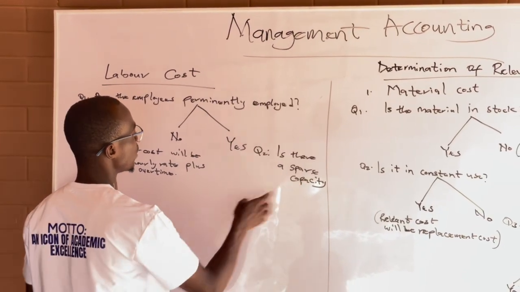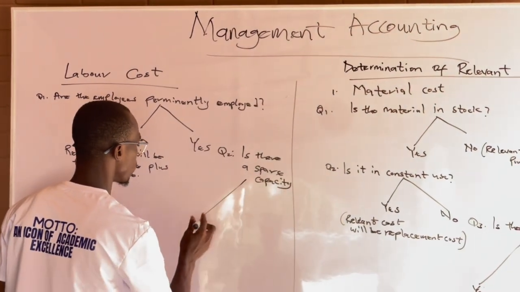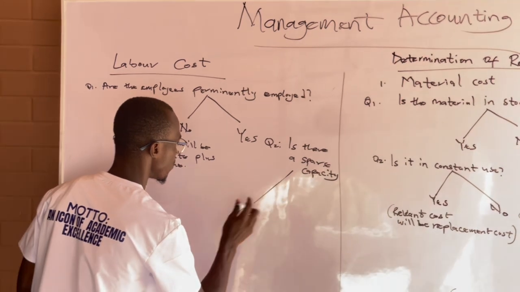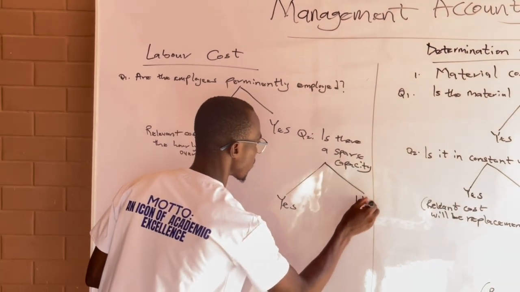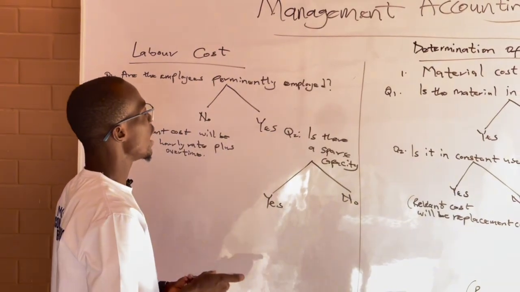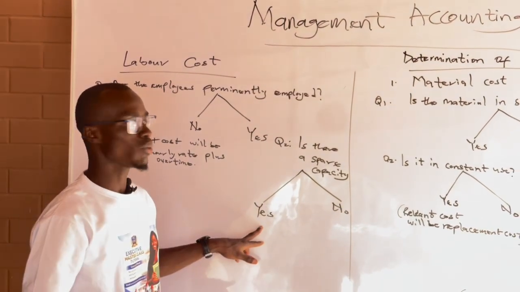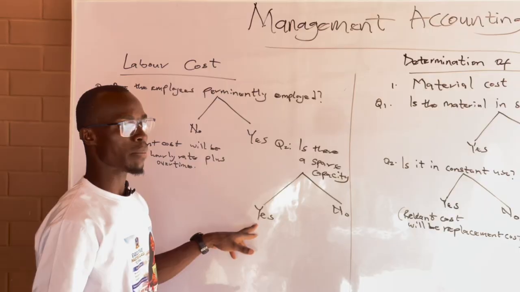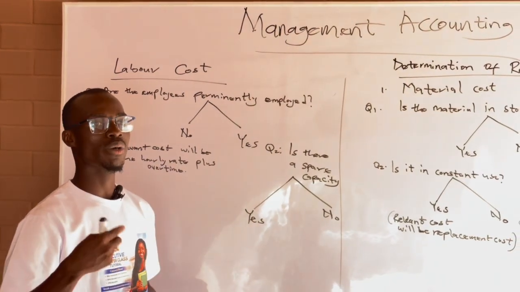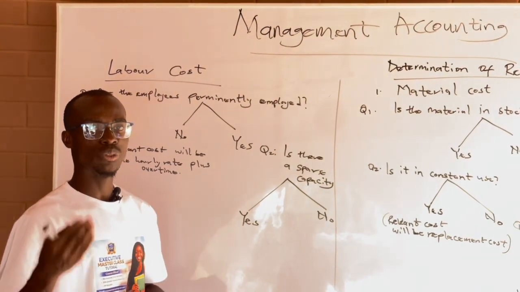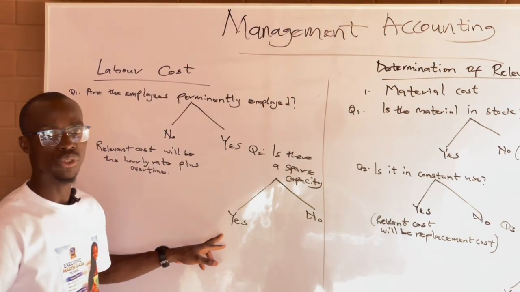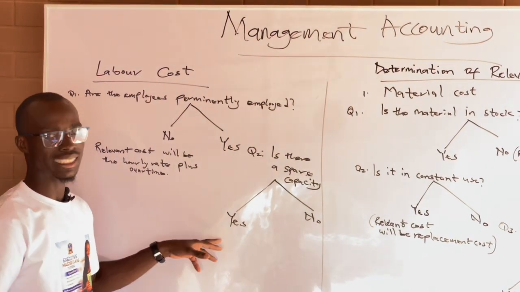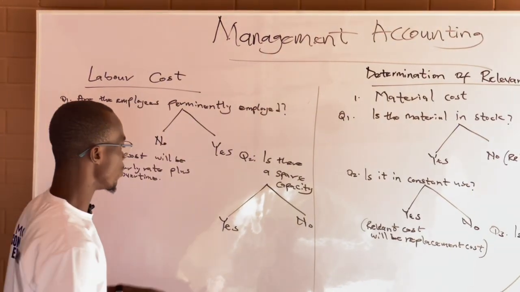The moment you ask yourself this question, what comes to mind is a yes or no. If you say yes, there is spare capacity. It means there are hours already there that they can use to go and do the other job. So because of that, the relevant cost will be 0. If you say yes, then the relevant cost will be 0.